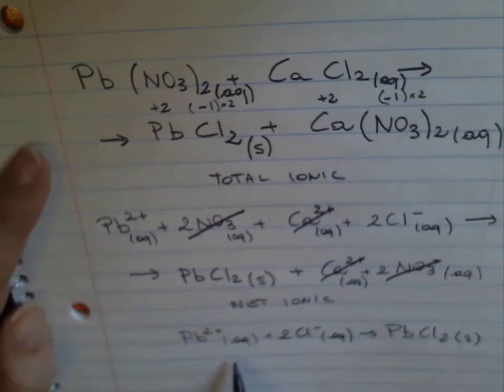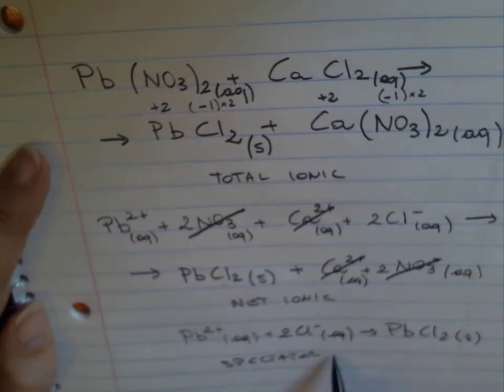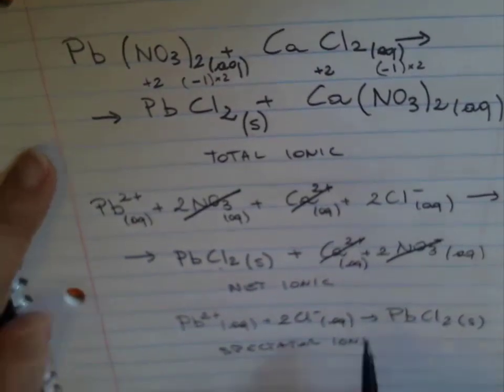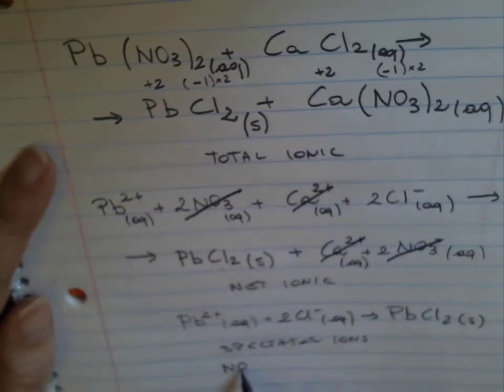And the spectator ions are the ones we canceled out. So nitrate ion and calcium ion.